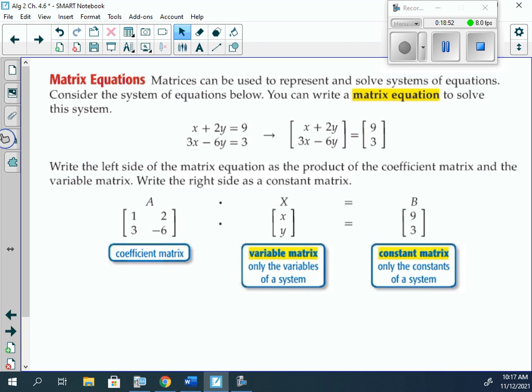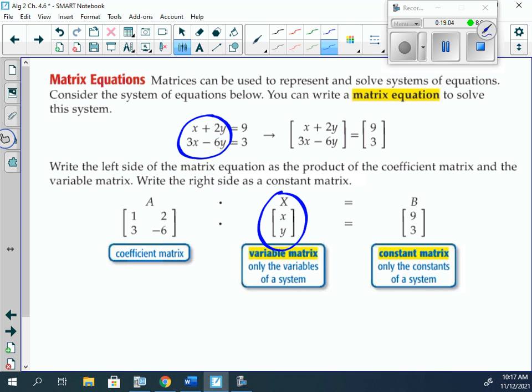Now what we're going to do to write this is we're going to set up matrix A as the coefficients, the numbers in front of the variables. Then we're going to set the second matrix as the variables themselves. Because when we multiply, we go over and down. And if I did that, I would have 1 times x plus 2 times y, 2y. The bottom one, 3 and negative 6, if we went over and down, it would be 3 times x plus negative 6 times y, 3x minus 6y.